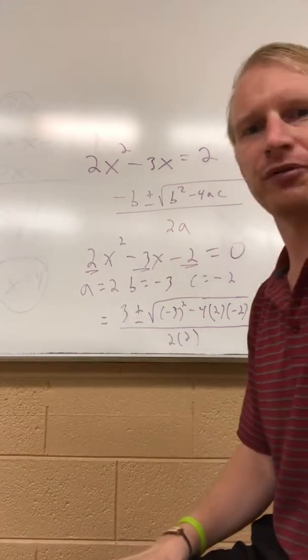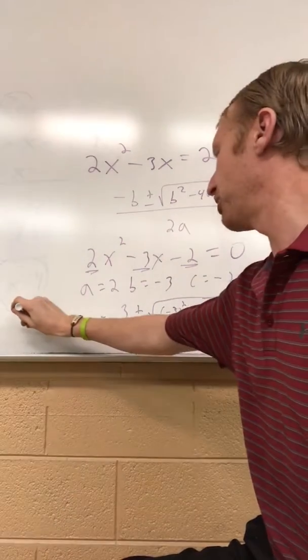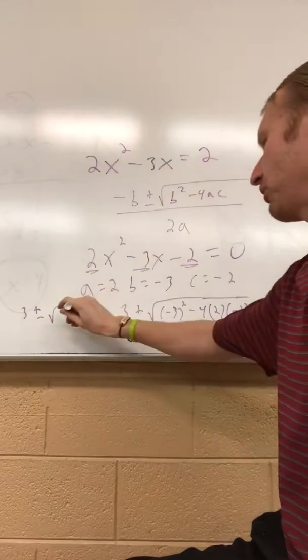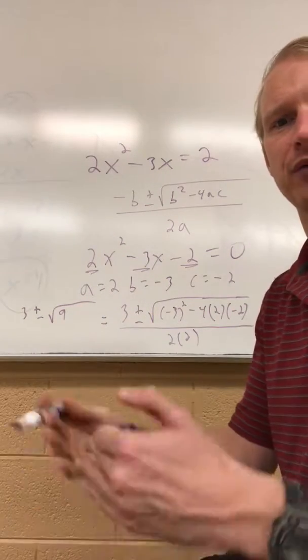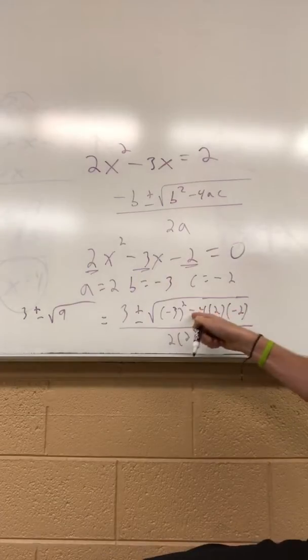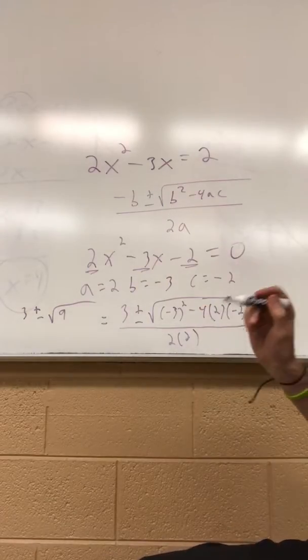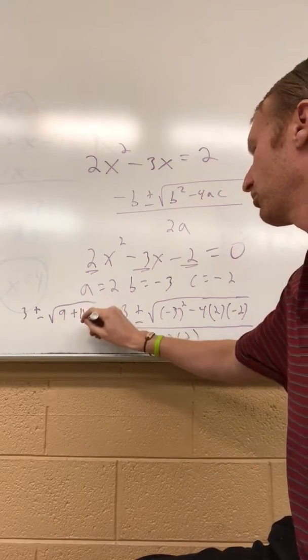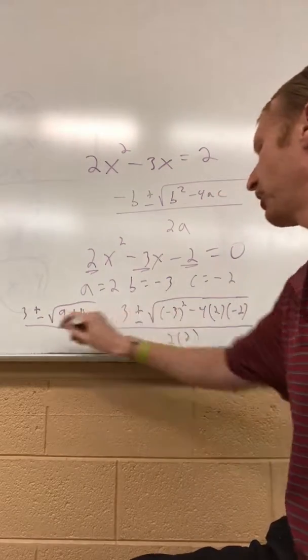And simplifying that, you get 3 plus or minus the square root of negative 3 squared is 9, right? Negative 3 times negative 3 is 9. This right here is going to be a positive because you have a minus and a negative, so that'll turn into a plus. 4 times 2 is 8, times 2 is 16, all over 2 times 2, which is 4.